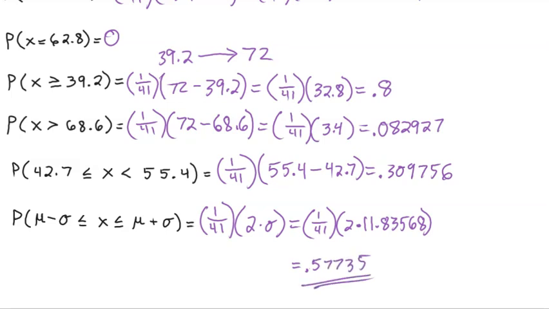0.57735 is our final answer. And that's it. That's everything that we have to be able to do with the uniform probability density function in this particular lesson.